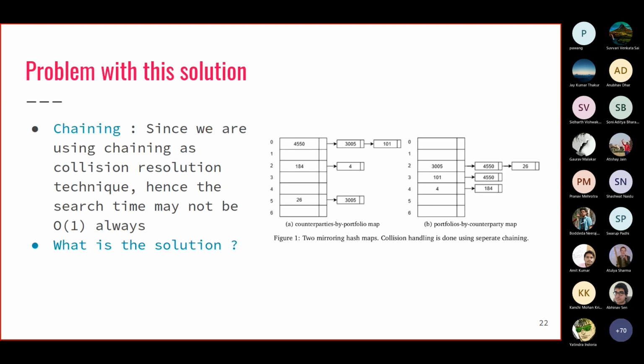Okay, no problem. So the problem with this solution is chaining. Here we are using chaining as the collision resolution technique, right? So hence the search time may not always be of order of 1. So in order to make the search time order of 1, we have to do something. So what could be the solution? What do you think?